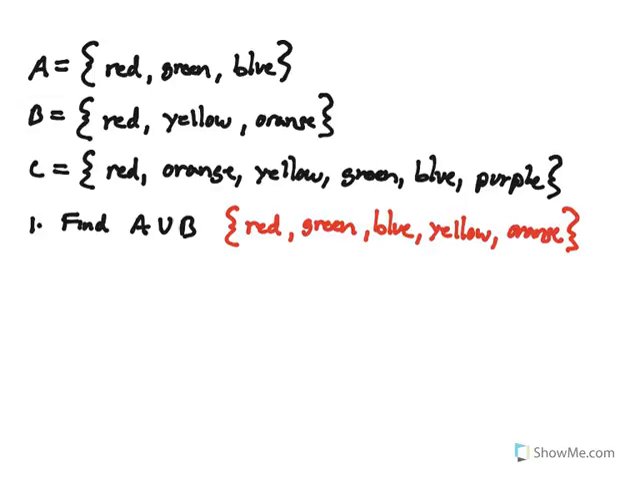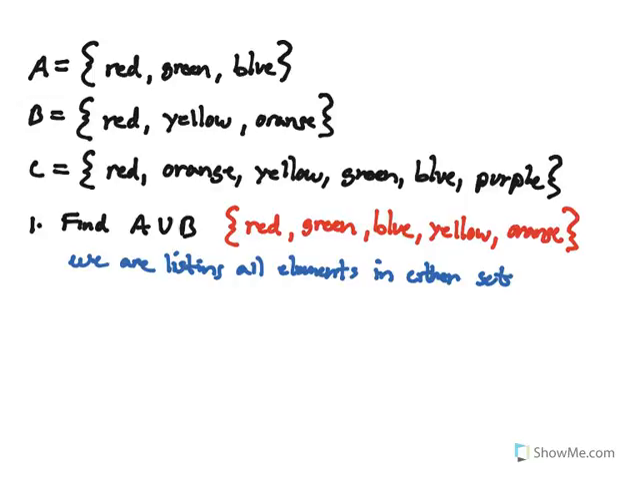So we're listing all of the elements in either set. That's the key thing, okay? We are listing all elements in either set.